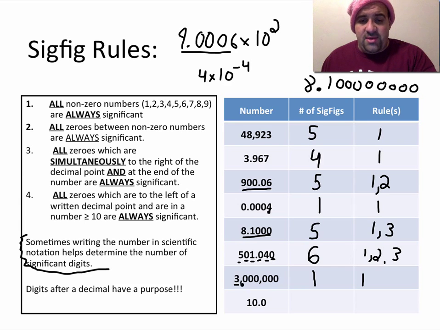And if we wanted all these zeros to be significant, we'd have to put a decimal point right here. And that would make all these zeros significant, but we don't have one there, so they're not significant.